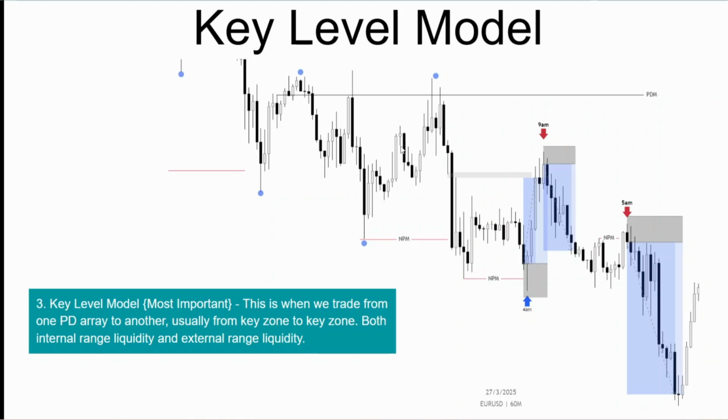For the key level model, what we are looking out for is the same thing as the next phase model, but this time around we are actually looking at the key levels. So where are the key levels? What are the key levels? Key levels are order blocks. Key levels are breakout blocks, fair value gaps. They are swing highs, swing lows.